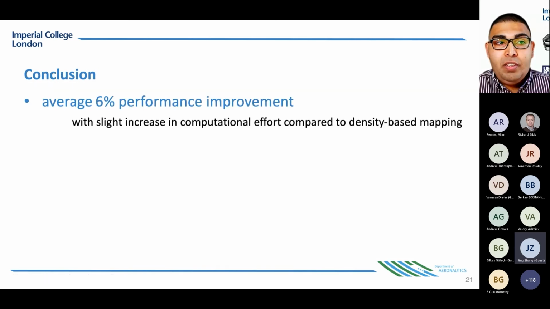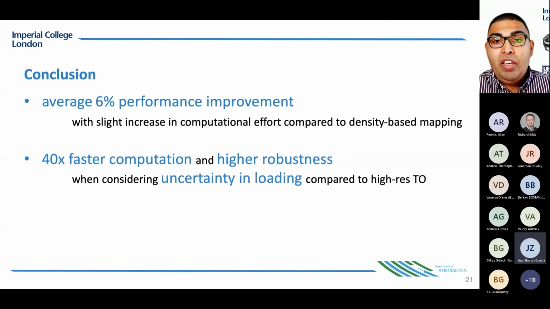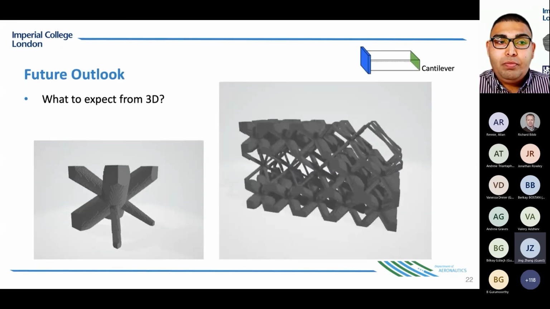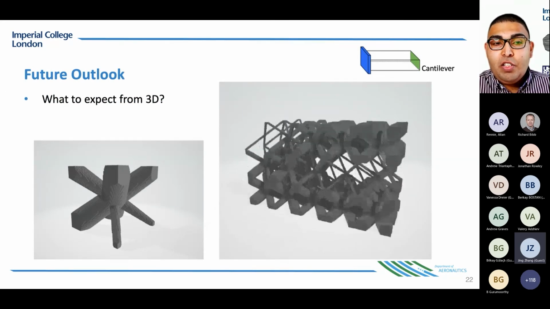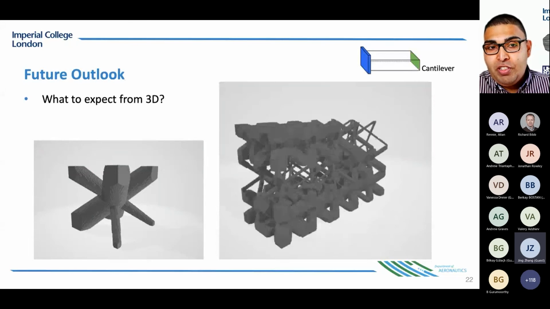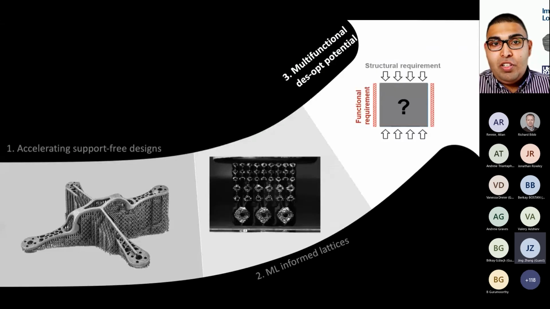So in summary, we see marginal improvement over the traditional density-based mapping, but importantly, 40 times higher or faster computation with higher robustness compared to even the best TO-only solutions. This illustration on the right tells us what we can expect from 3D solutions. And just the last few slides to tease out what multifunctional design optimization may offer computational tools, especially for DfAM.